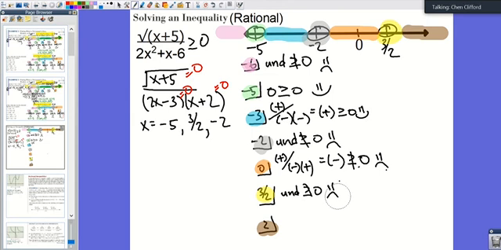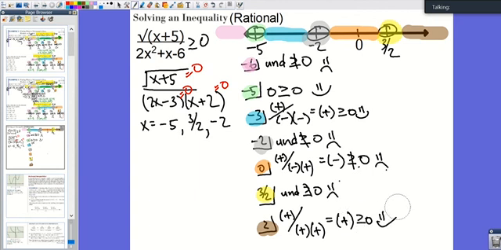Okay, 2. Let's look at that. 2 plus 5 is 7. Square root of 7 is a positive number. Okay, 2 times 2 is 4, minus 3 is 1, which is a positive number. 2 plus 2 is 4, which is a positive number. All of them are positive. Positive times a positive on bottom is positive. Positive on top divided by a big positive on bottom is just a big fat positive, which is indeed greater than or equal to 0.